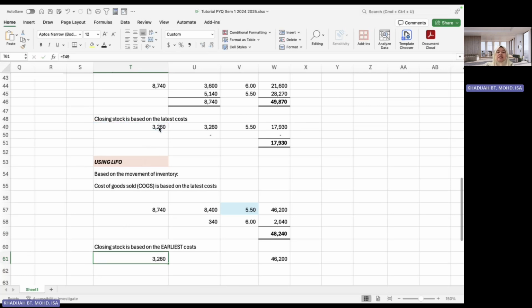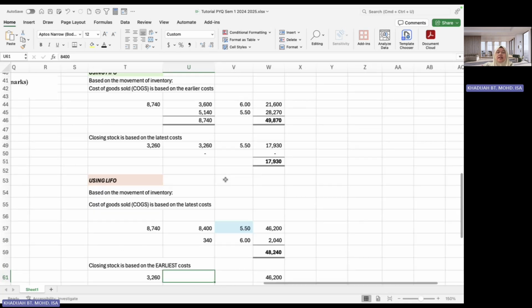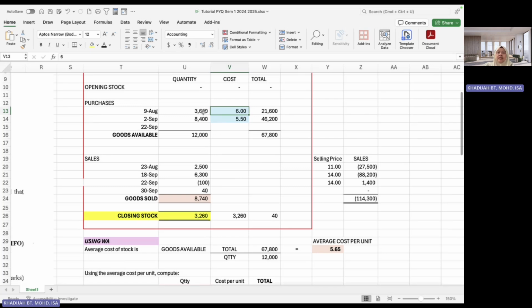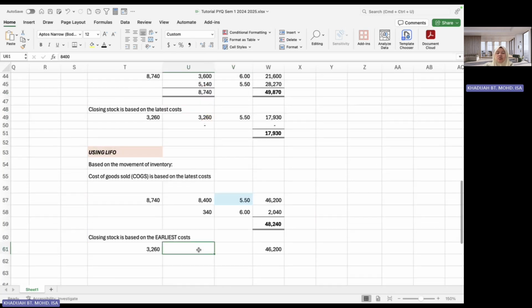All right, so your 3260 under LIFO, the first one you purchased 3,600 at 500, so that means you should get that 3260, all right, at, what is it, plus this, at 6. Right, why is it not coming up? All right, so that is your command book. So that will be your closing stock under FIFO.